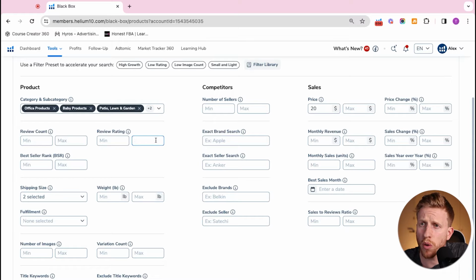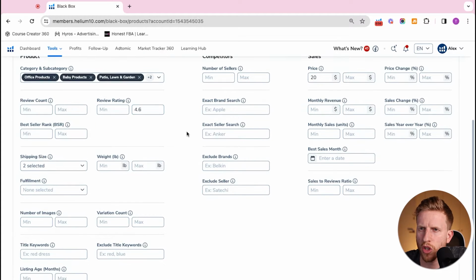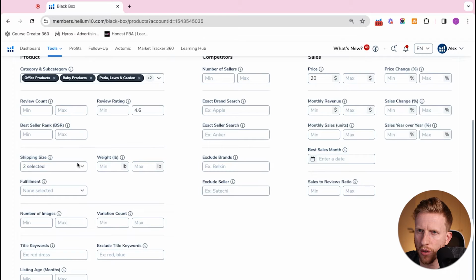So review count, actually I was on review rating. Review count, I don't want to cap it. What you can cap is the review rating, because a really good way to use this is to put it at 4.2 or 4.1. Because that's going to show you products that have got crappy reviews. And then you've got tons of information of where you can improve the product and give the customer a better product and a better service. You can do that, but I'm not going to do that today. I'm going to put it on 4.6 just for shiz and giggles.